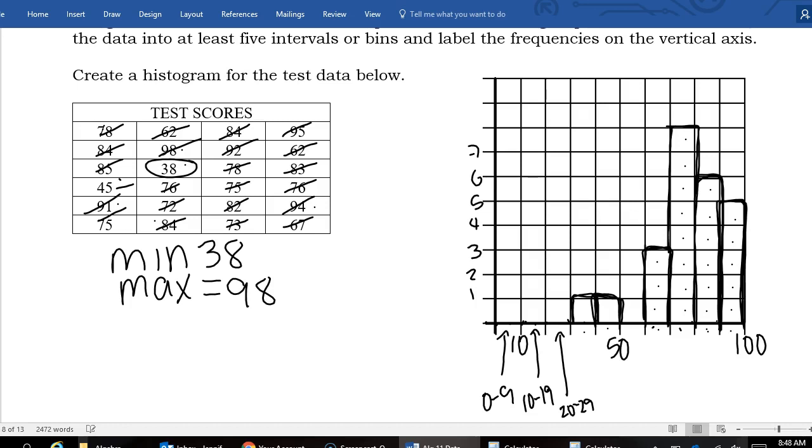Some people like to shade these to make them look nice and pretty, especially if you're using black ink on a black graph. It can be kind of hard to see your bars. That's why I tried to outline them pretty bold. But that is my completed histogram.